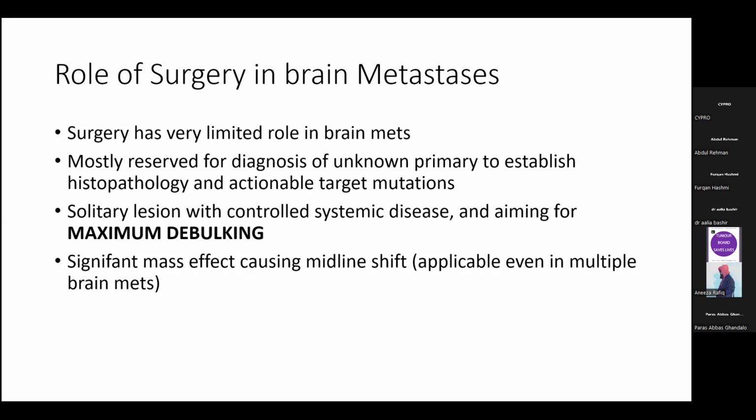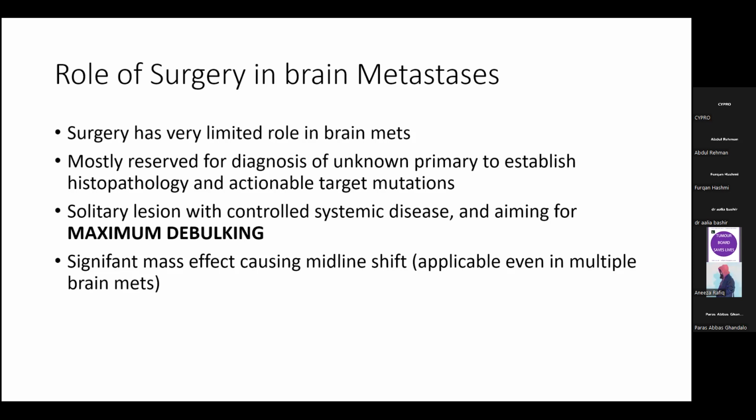Okay, so for a solitary lesion with controlled systemic disease, the aim should be maximum debulking. It's not like just going and taking a small biopsy if you are offering surgery, especially. It should be aimed at total gross tumor dissection, because if you leave 50% of the tumor behind, it's not a good thing.